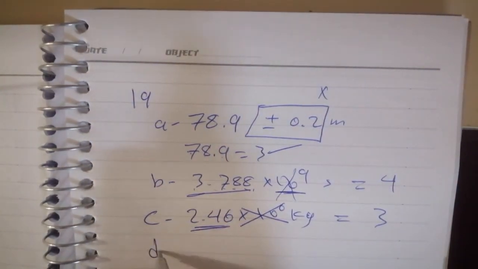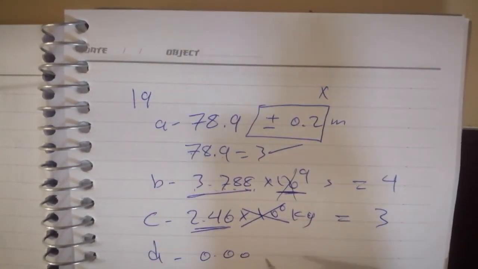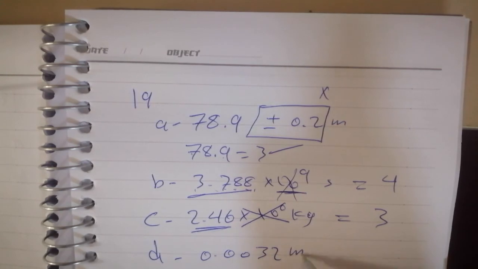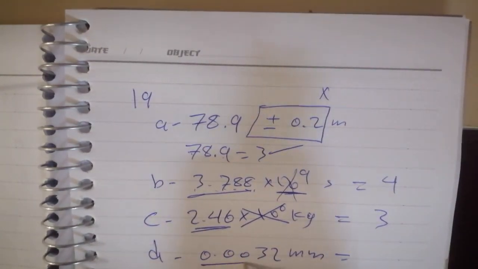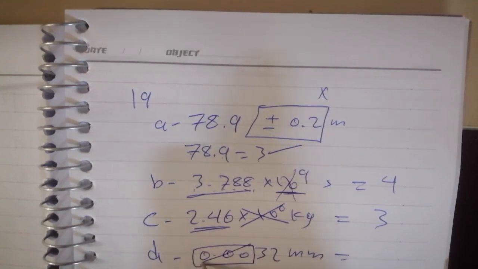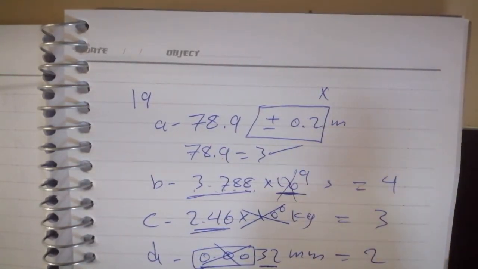What about the final one, D? D, I have 0.0032 millimeters. How many significant figures do I have here? Those zeros in front of non-zeros are not significant. So I'm left with only 2 significant figures, 32, 3 and 2. That's my 2 significant figures. So that's question number 19.